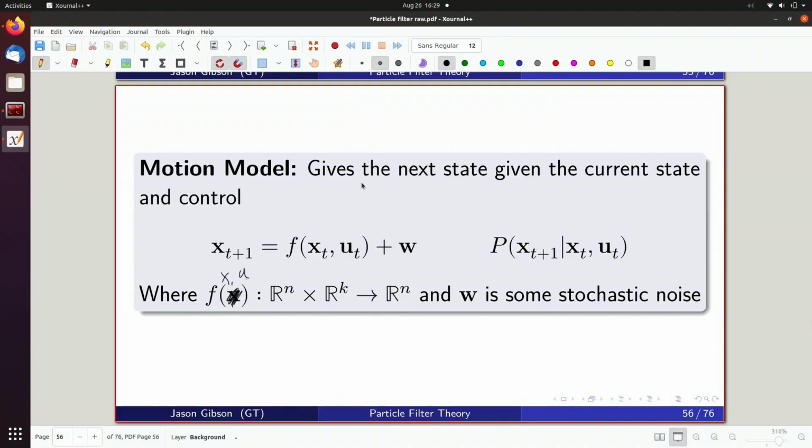The second component of a particle filter is this thing called a motion model. The motion model gives us the next state given my previous state and my previous control. This is also called dynamics, as you can see mathematically written out here. So we have f, which is our dynamics function, which takes in x and u and outputs a new state. Essentially what you're getting is a probabilistic representation of the probability of some state given that I have the previous state and the current control. And again, this is corrupted by some noise w, because we're always going to have a little bit of noise.